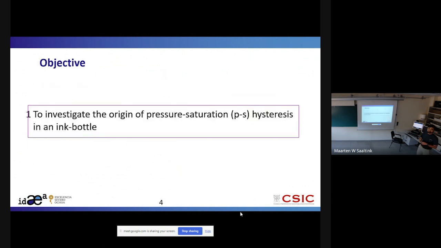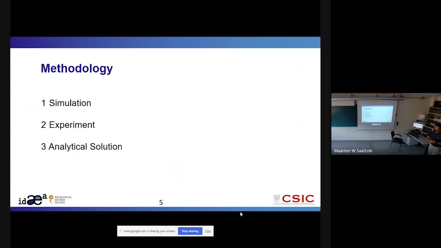The objective is to investigate the origin of pressure sensitive hysteresis in an inverted setup. That's the only objective that we have. And how do we do it? Like I said, we do simulation, we do experiments, we also try to verify with analytical solution.